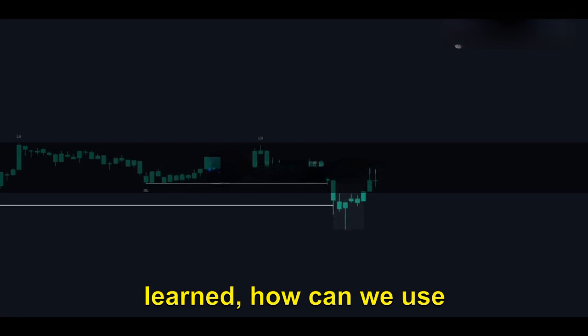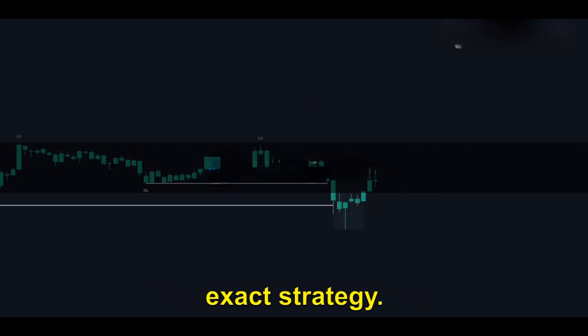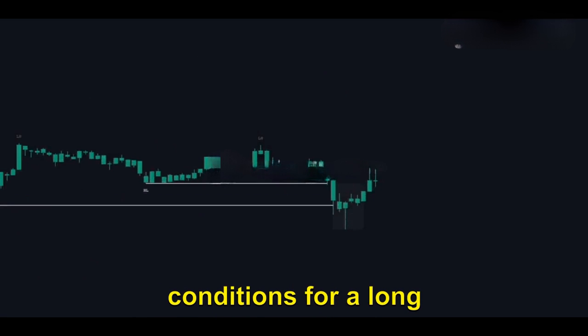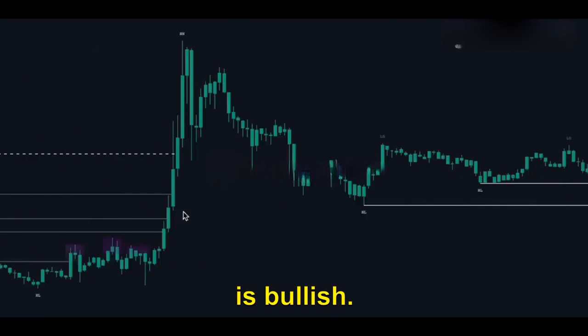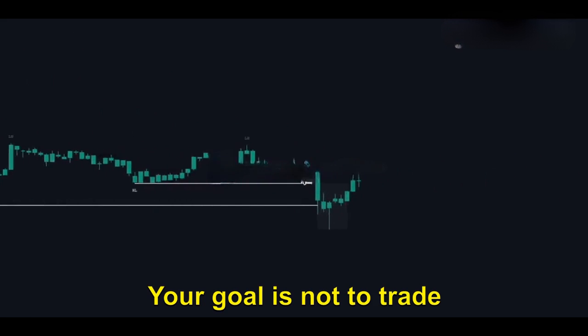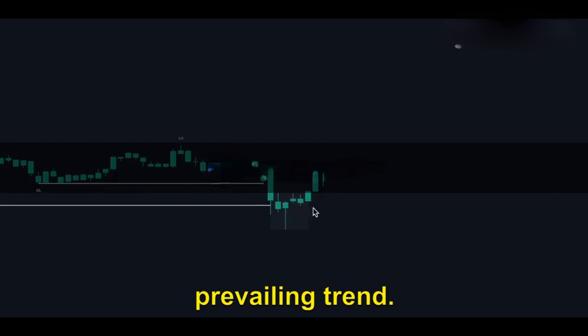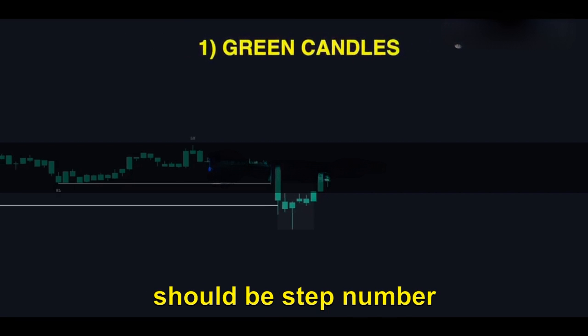Based on what we've learned, how can we use this indicator in live trading? Hold on tight, because I'm about to reveal my exact strategy. Let's start with the conditions for a long trade. First off, ensure that the overall sentiment is bullish. This is super important. Your goal is not to trade reversals, but rather to go with the prevailing trend. That's why checking the candlestick's color should be step number 1.